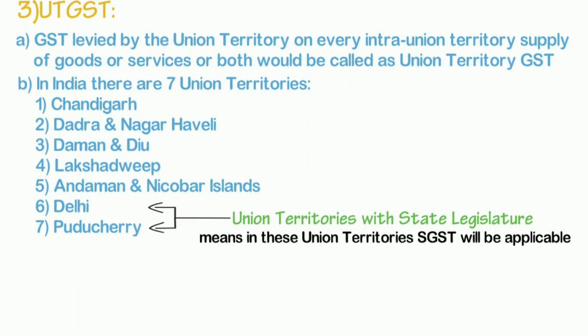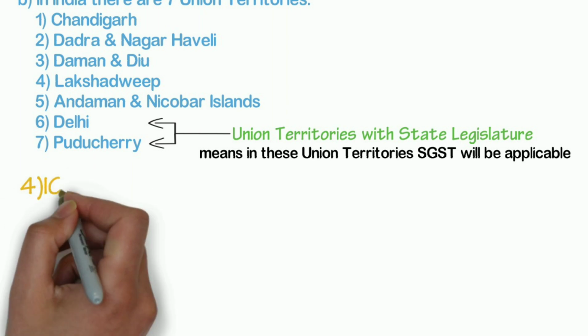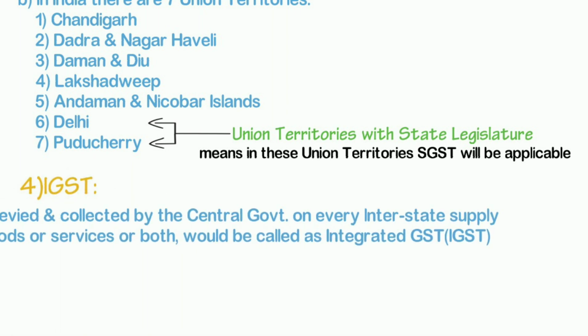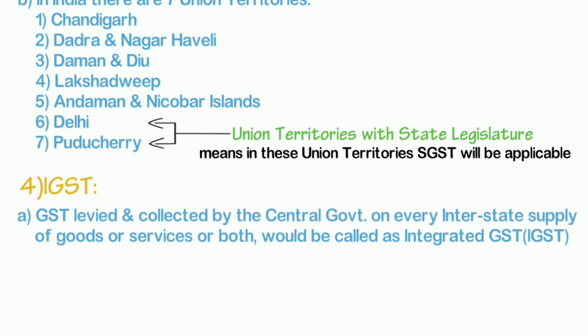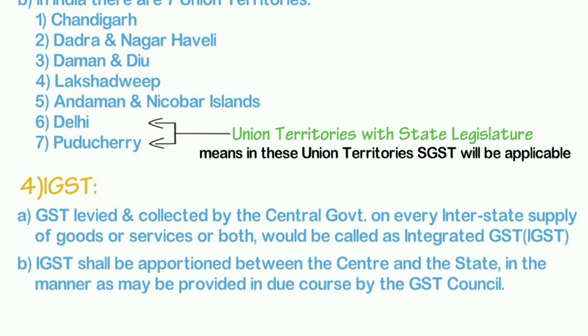Further moving on to integrated goods and service tax. GST levied by the central government on every interstate supply of goods or services or both would be called integrated GST. Now, IGST collected by the central government would be apportioned between the central and the state government in the manner as may be prescribed by the GST Council. For the time being, it is 1:1. A further discussion on it will be done in my upcoming video, Introduction to GST Part 2.